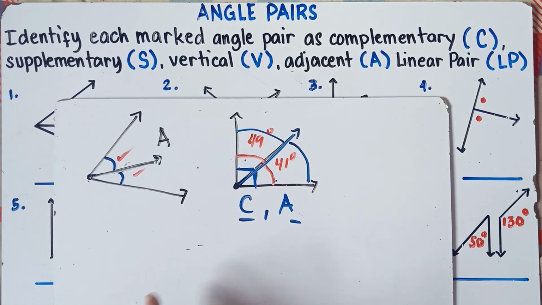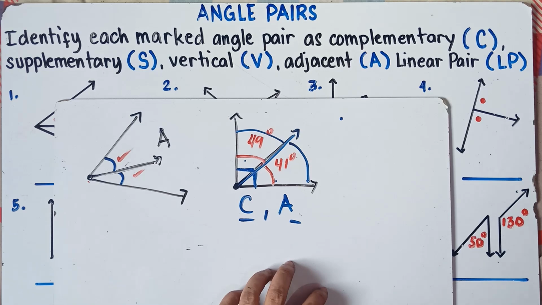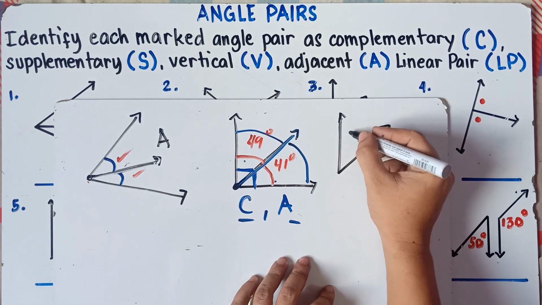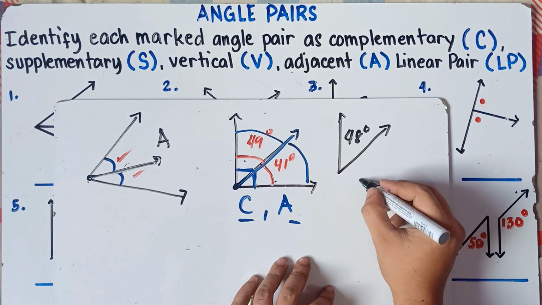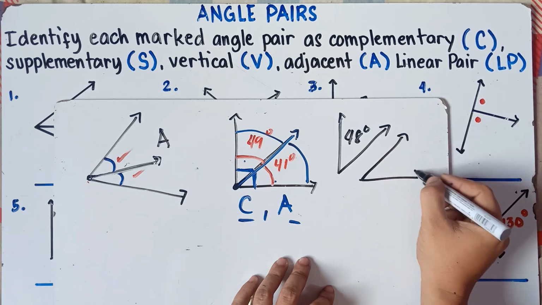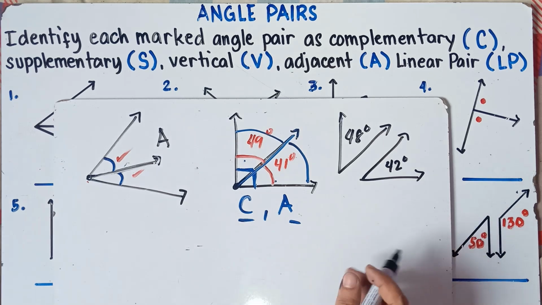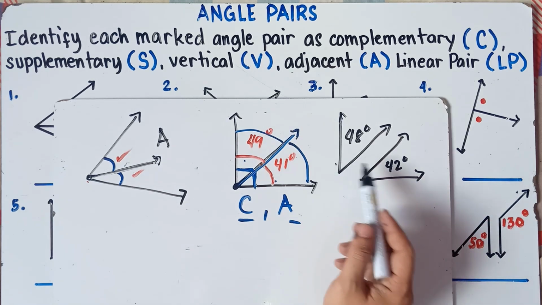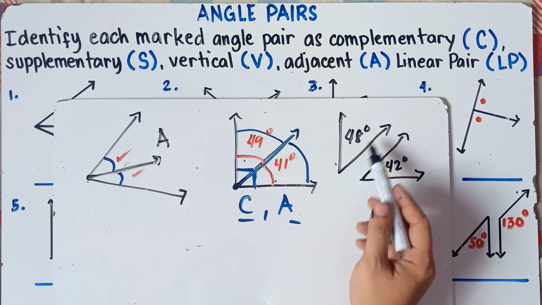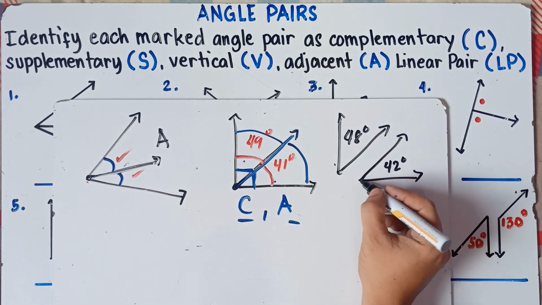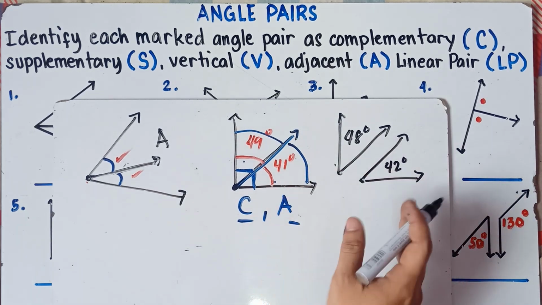Now, what if you have an example like this? Let's have another example for complementary angles. This is 48 degrees, and this will be 42 degrees. Question, can we call this one adjacent angles? Nope. They are not adjacent angles, class, because the two angles are too far from each other. They don't share a common vertex. This is the vertex here and another vertex. They don't share a common vertex.